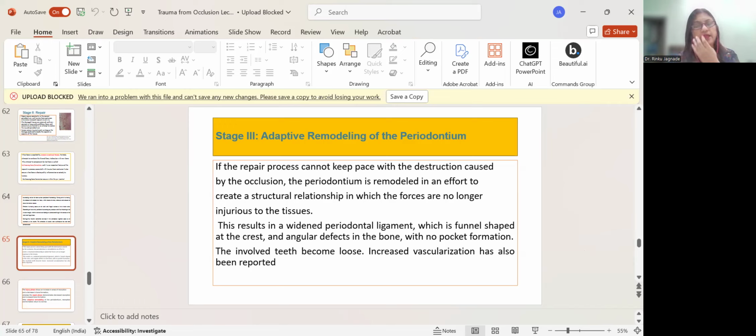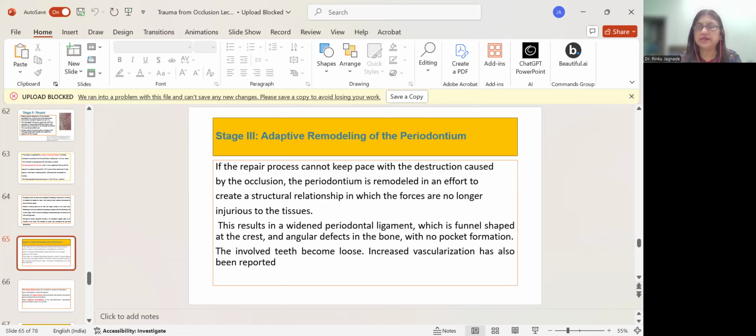So that its structural relationship becomes such that the forces are no longer injurious to the tissues. This results in, now what happens? How does it happen? This results in the widening of the periodontal ligament space, which is funnel shaped at the crest. We have seen in the radiographic picture there is funnel shaped bone resorption at the crest. So there is a funnel shaped crest resorption.